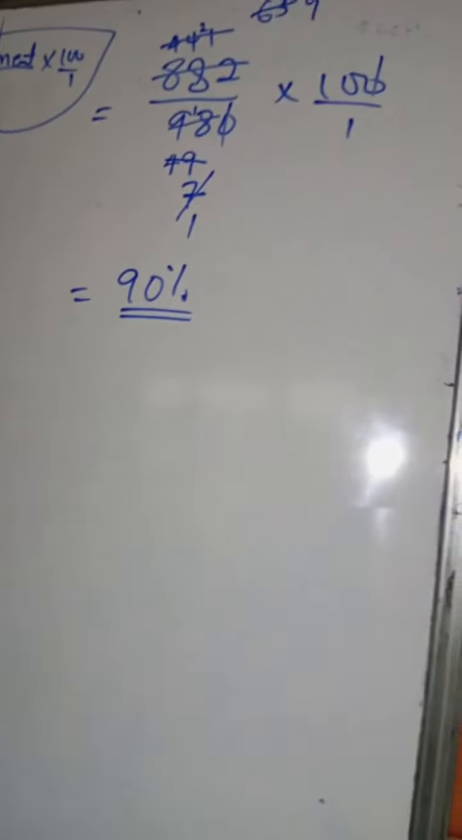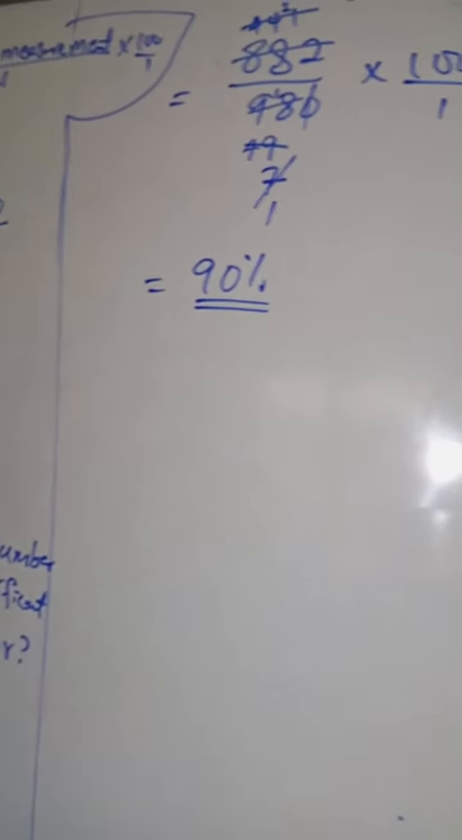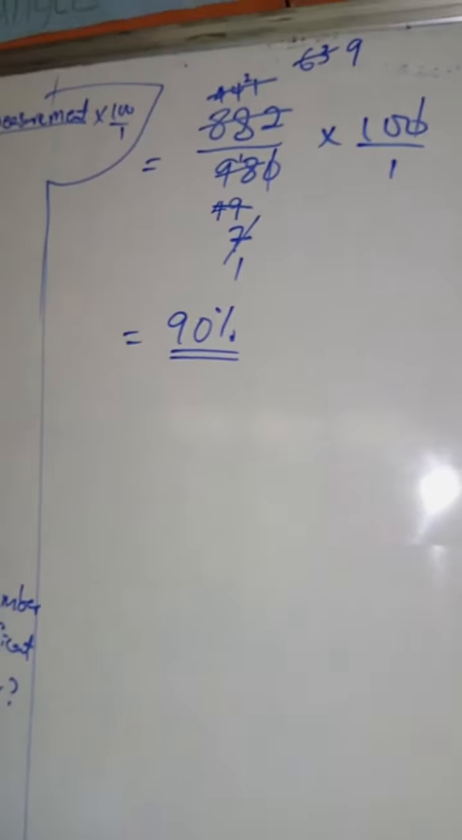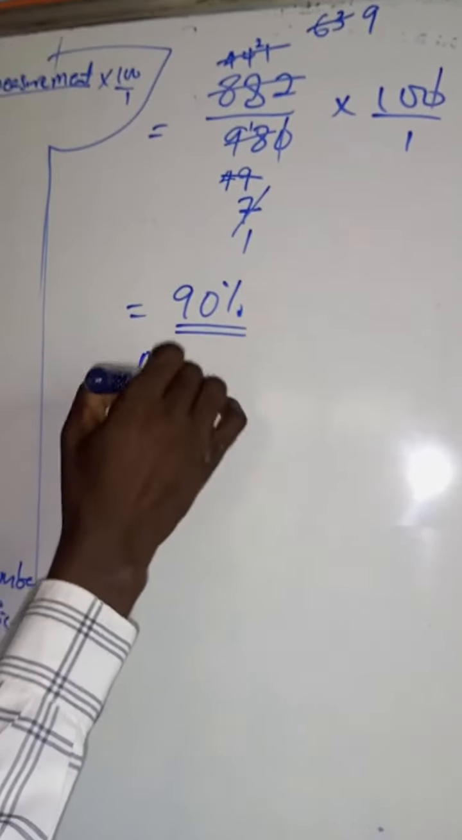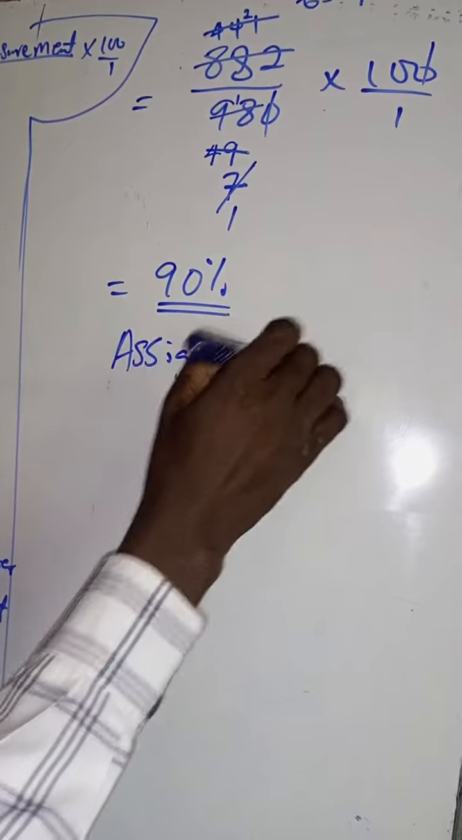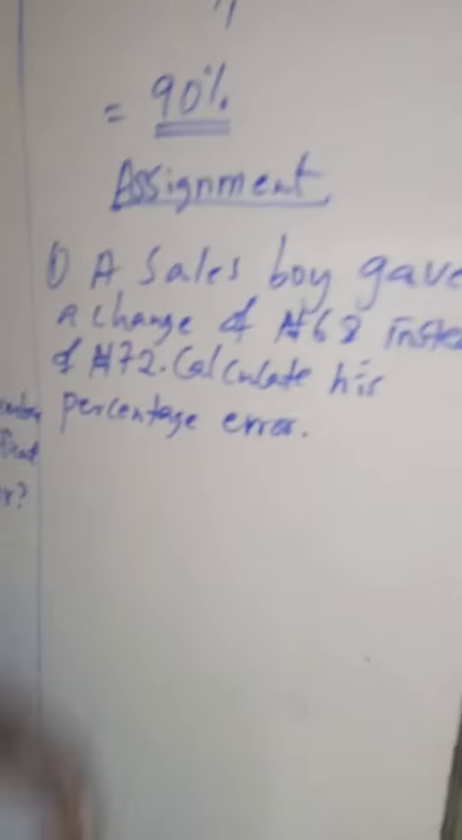So the percentage error is 90%. You see, the person will now know I made this big error, 90%. So I will encourage SS2 to do this assignment. In this class, this is the assignment.